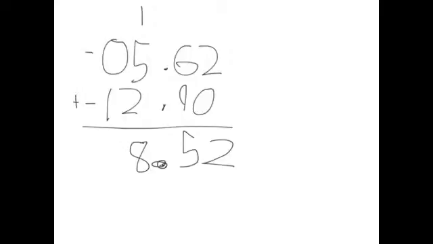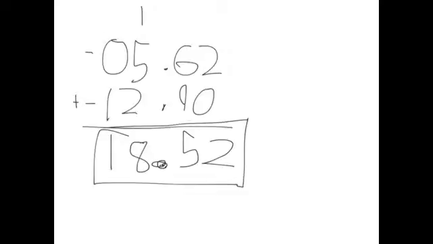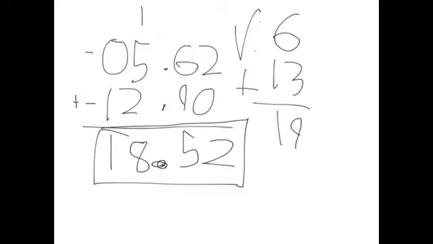And then you do 0 plus 1, which is 1. And this is your answer, 18.52. And then to do the check step, you round 5.62, which is 6, and then 12.9, which is 13, and you add, and you get 19. And 19 is close to 18.52. So that is your answer.